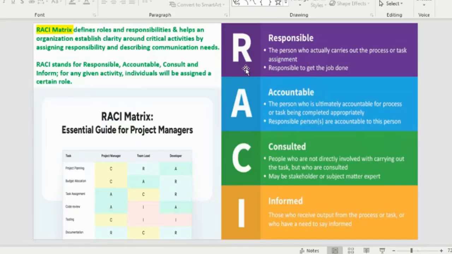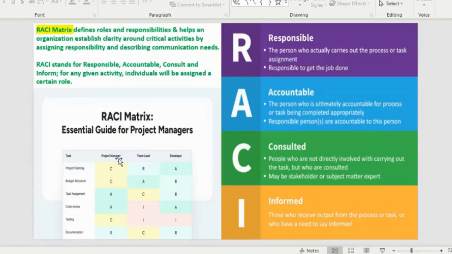Now, the C is for consulted. So people who are not directly involved with carrying out the task, but who are consulted on the details of the task. This may be a stakeholder, or it could be an SME, subject matter expert. And then you have the I, which is informed, those who receive output from the process or task, or who have a need to stay informed. And you can see what that looks like right here.